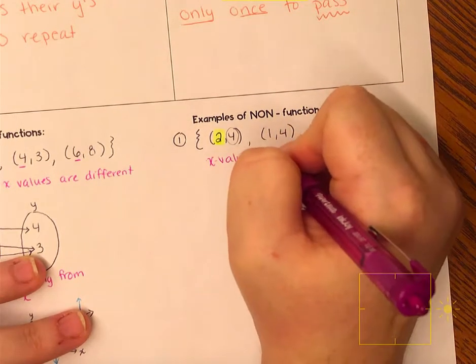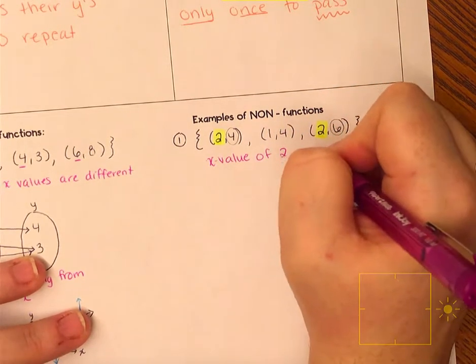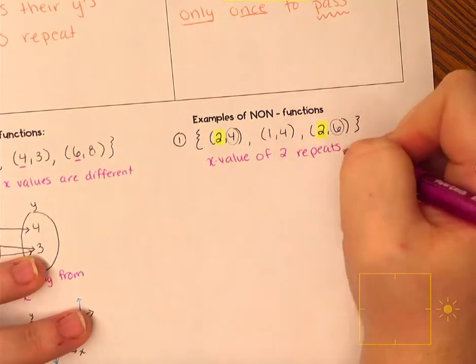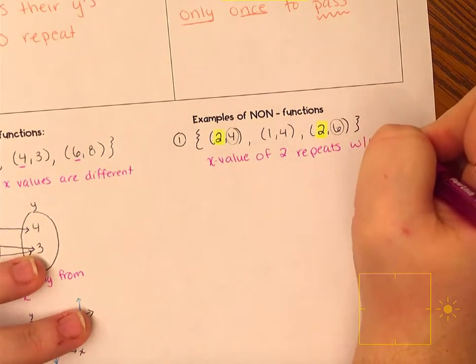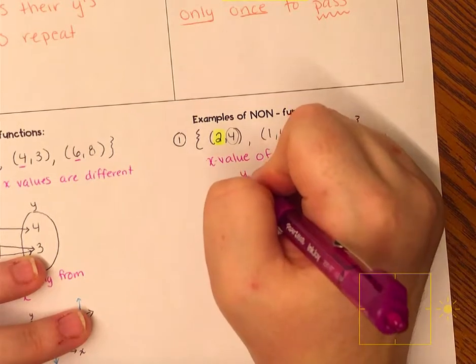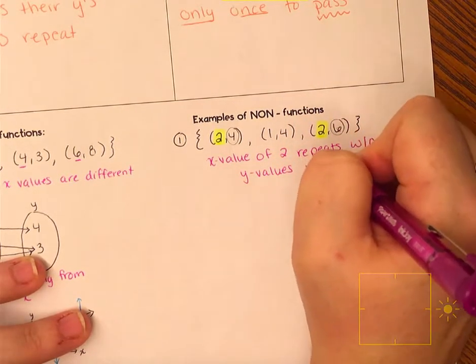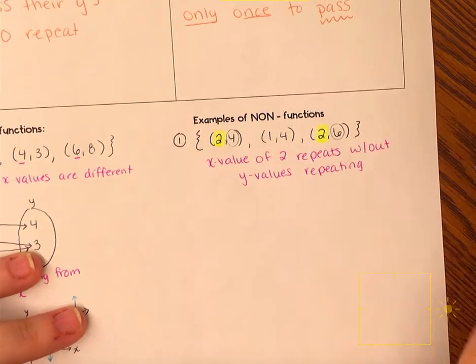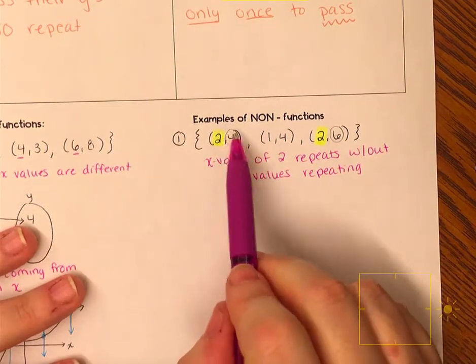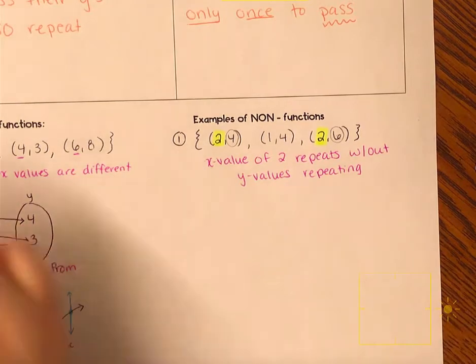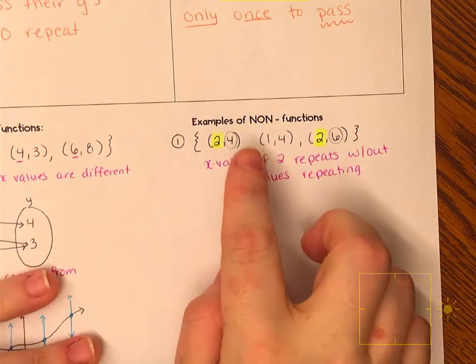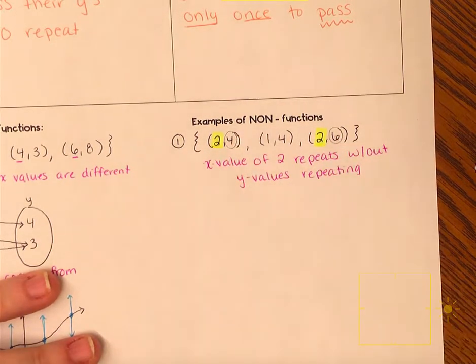The x value of 2 repeats without y values repeating. This is why it is not a function, because those y values on those two coordinates did not repeat. If they had repeated, if this was (2, 4) and (2, 4), that would have been a function.